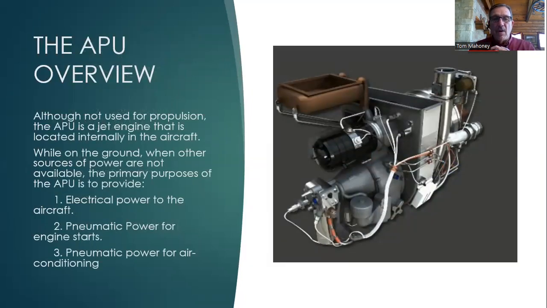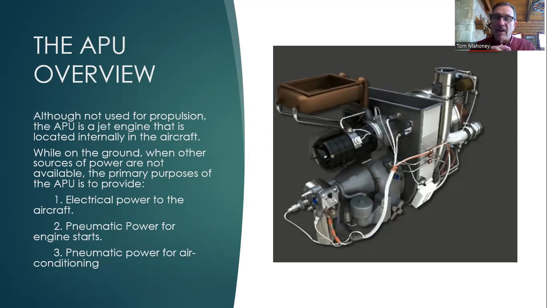Let's talk about the APU overview for a second. The APU is nothing but a jet engine that does not produce thrust for the aircraft while it's airborne. It can be used airborne in certain cases. For example, if you had an engine failure, you might want to turn the APU on to have a backup source of electrical power in case something happened to the other main engine.